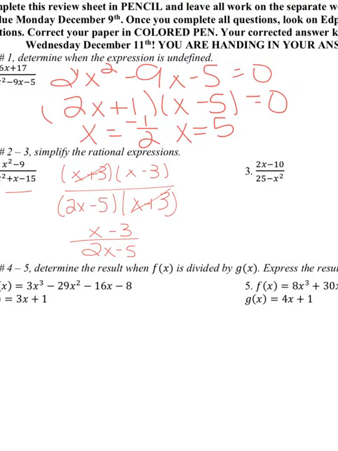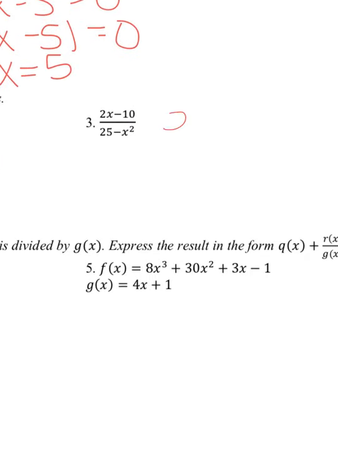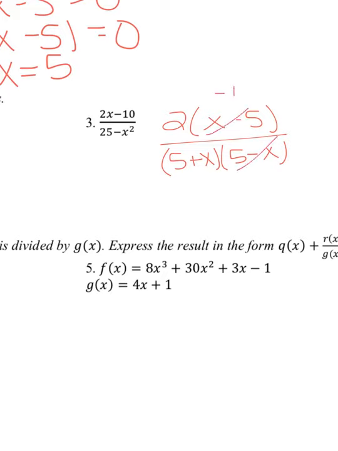Same idea with number 3. 2x minus 10, you take out a GCF of 2, you're left with x minus 5. On the bottom, 25 minus x squared, that's another difference of two squares. So the square root of 25 is 5, square root of x squared is x. You have 5 plus x, 5 minus x. Now, though, this is that rule that we were talking about. x minus 5 and 5 minus x are not the same thing. So to cancel them out, you have to replace one of them with a negative 1. I always replace the top factor with a negative 1. You can do whichever one you want. So this is negative 2 divided by 5 plus x for number 3.